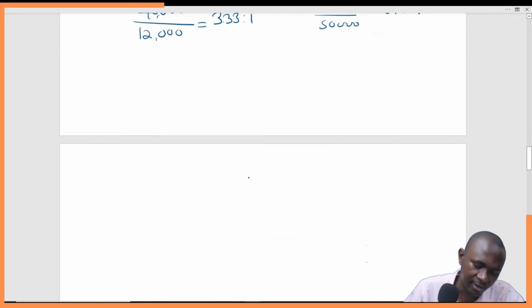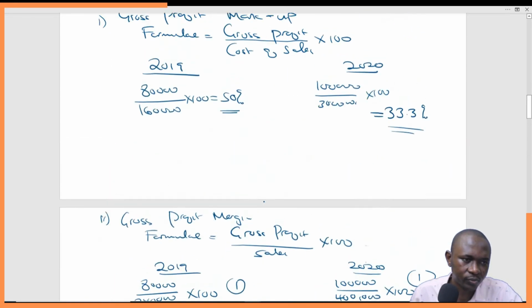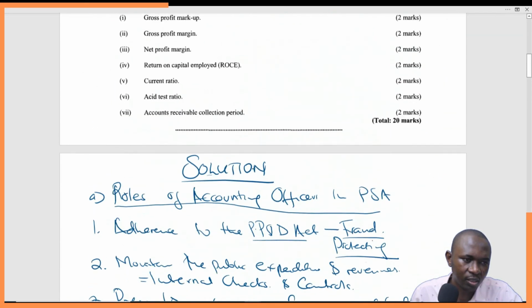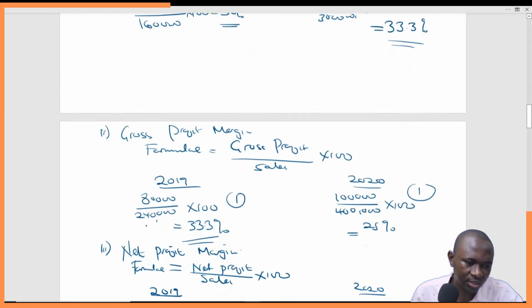So let's look at the next item, which is number VI. That is the acid test ratio. So, acid test ratio.